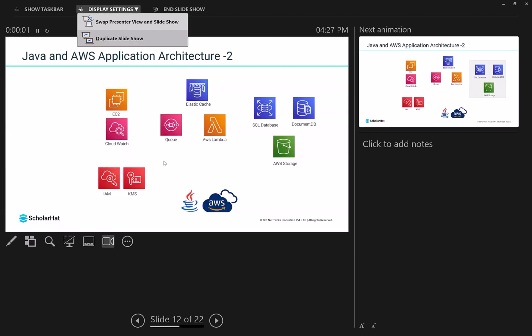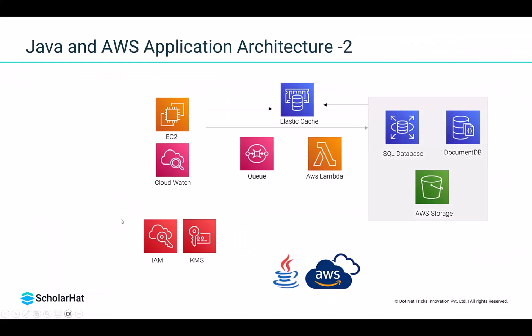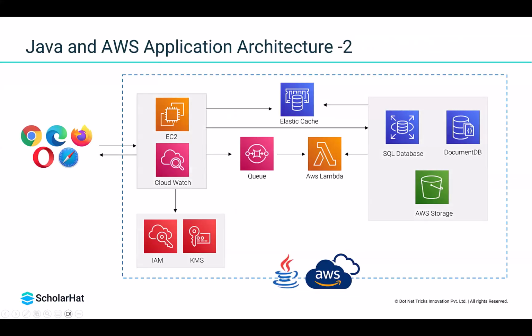So let me present my PPT. This is the second architecture we have. You have the option to decide between EC2, Beanstalk and any other. So that can be another architecture over there.